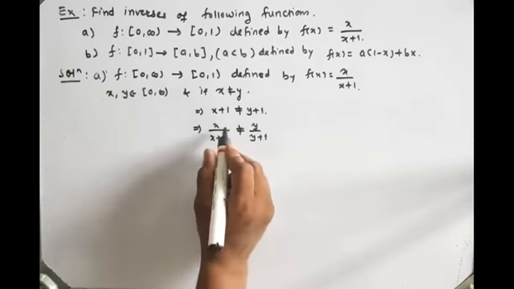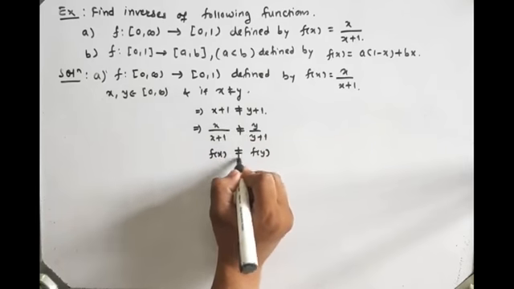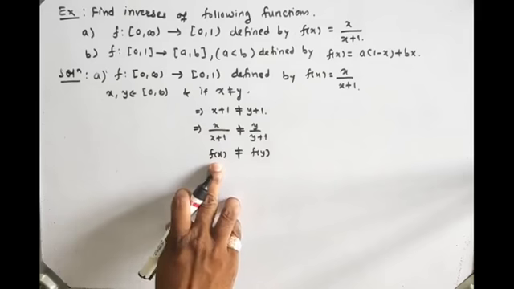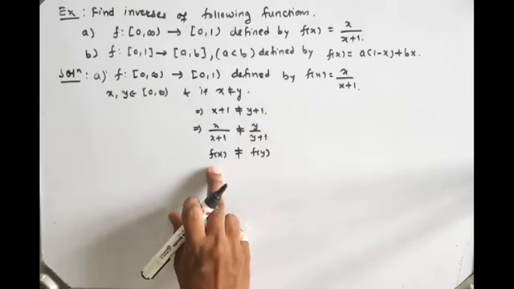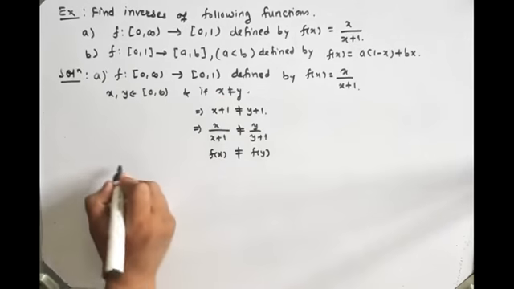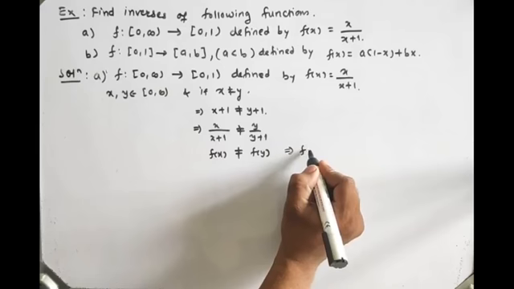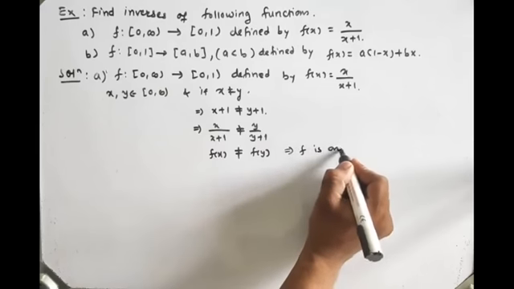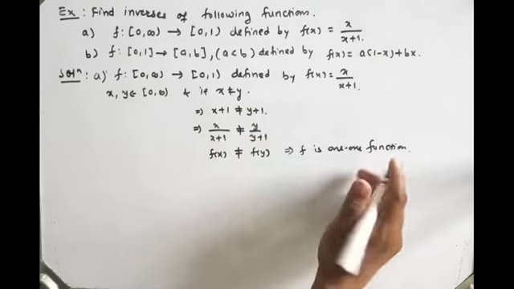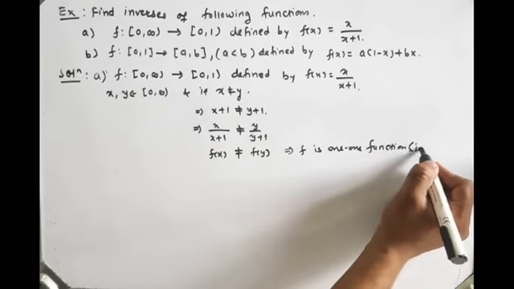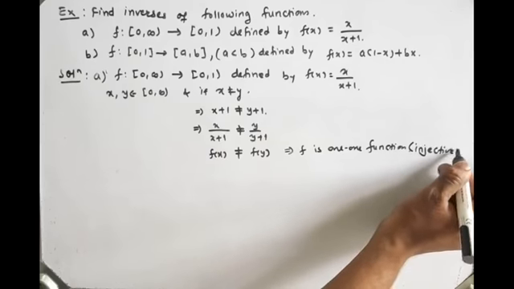So this is f of x, and here is f of y. So this is not equal. So f of x is not equal to f of y. Here x is not equal to y, and I get f of x also not equal to f of y. Means what? f is 1-1. f is a 1-1 function. Now f is 1-1 means we say that it is an injective function, right?